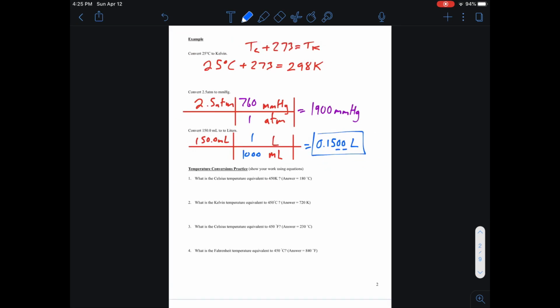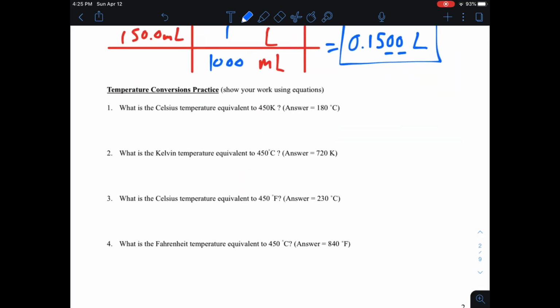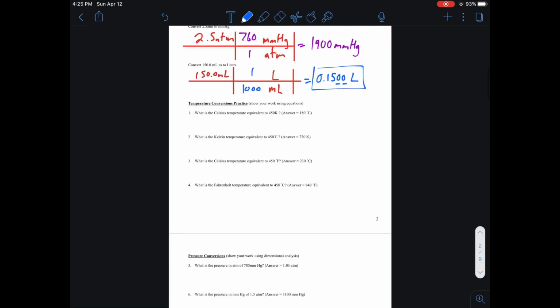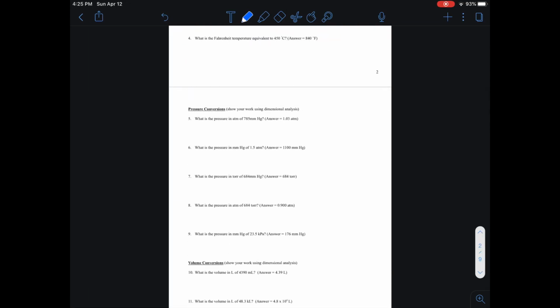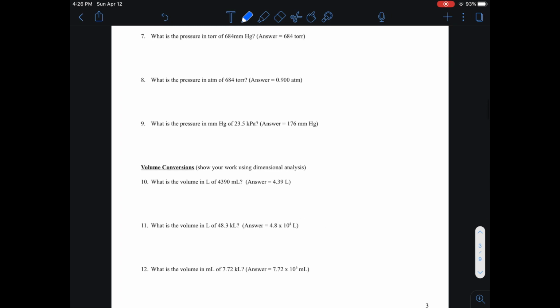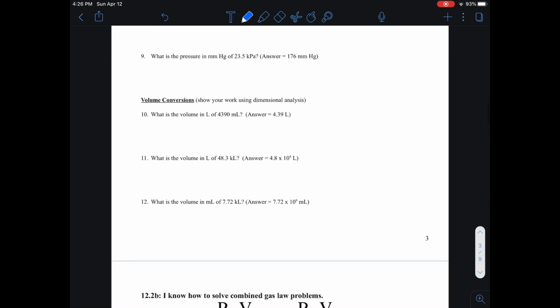Okay, so I've given you some practice problems on the bottom of page 2. These 4 temperature conversions. And on page 3, I've given you 5 more pressure conversions and 3 more volume conversions. Try those out yourself and I'll upload a key for these problems later.